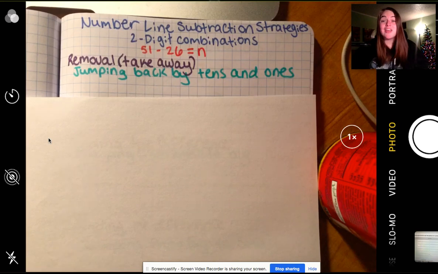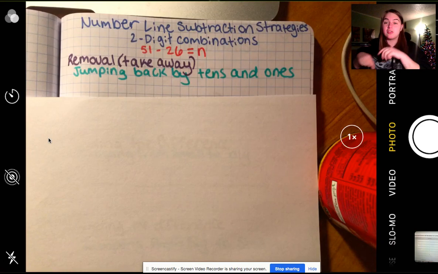Hey, third graders. As you know, this week we've been practicing different strategies that we can use when we're subtracting. So I thought today we would compile a list of all the strategies we've talked about so far, just so we can keep them fresh in our mind, and then we can use them for practice later today.